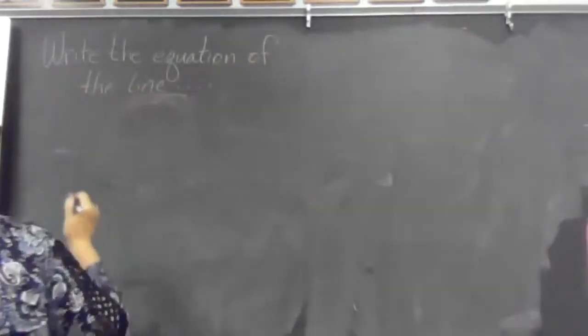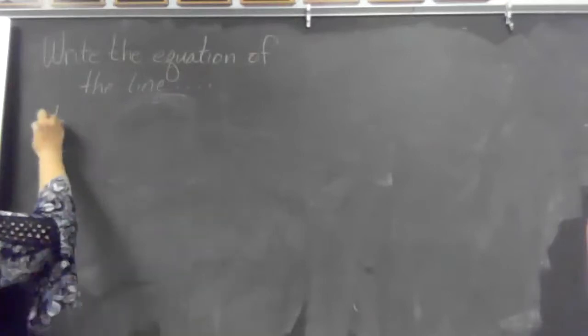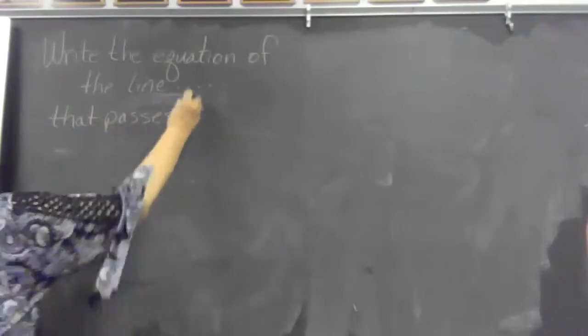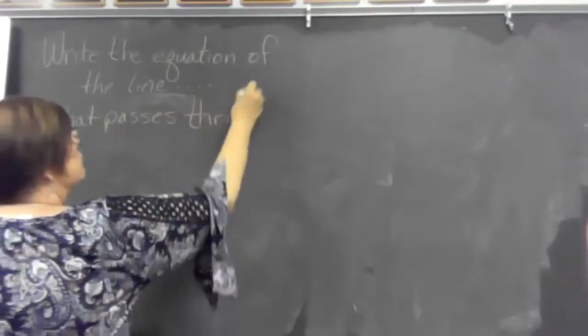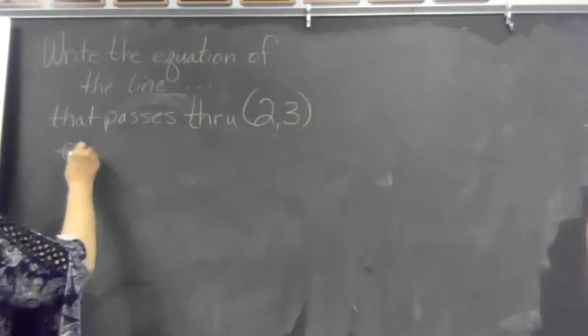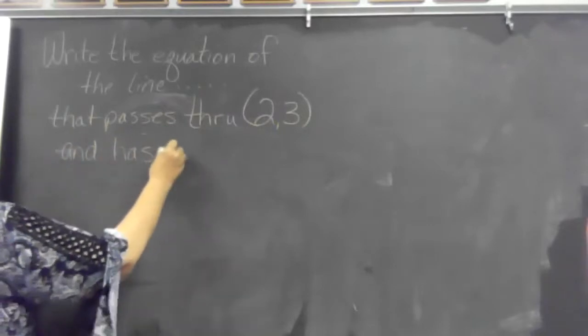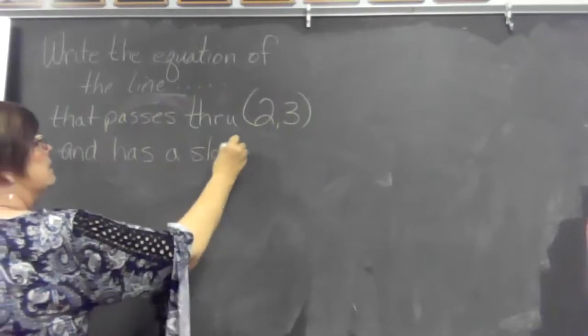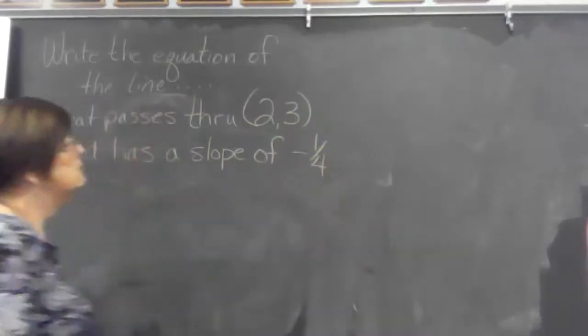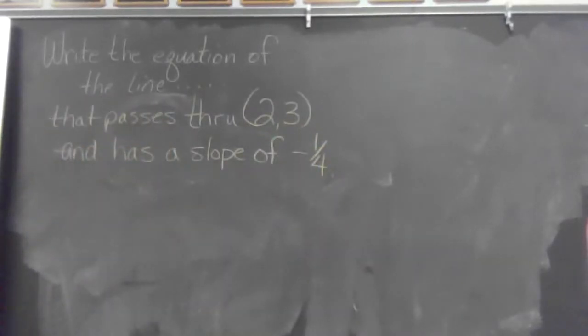And so you might have one that says, write the equation of a line that passes through the point 2, 3, and has a slope of -1/4. Talk to me. Okay, this time they didn't give you 2 points, did they? But what did they give you? The slope. They gave us the slope, so we don't have to take that side trip, right?